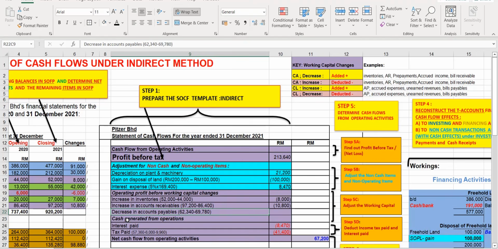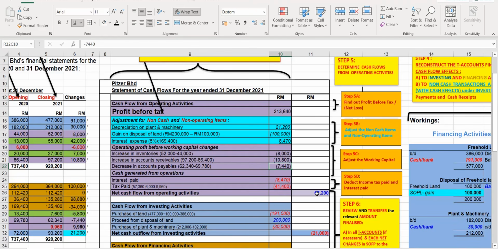In case you have accrued expenses, bills receivable, or bills payable, you should include them here, or maybe items which are under the working capital. Don't include bank balances, don't include cash and cash equivalents, do not include tax paid, do not include interest paid in this section. Other than that, it should be here. Next, the change is a decrease in accounts payable. You can check here, decrease, you are going to deduct. Then you can total up the cash flow from operating activities.